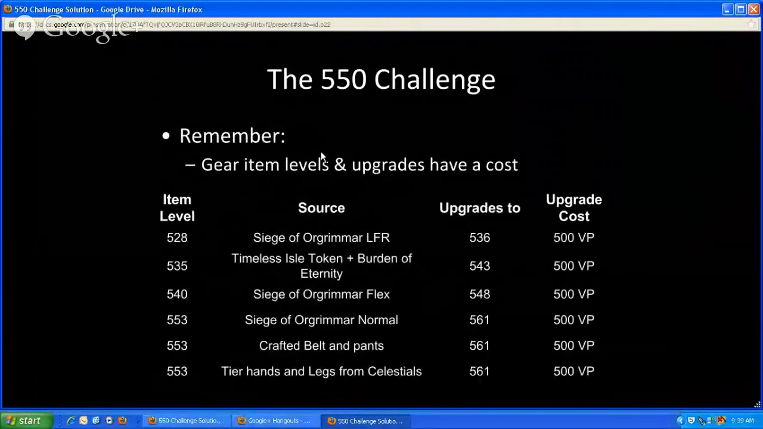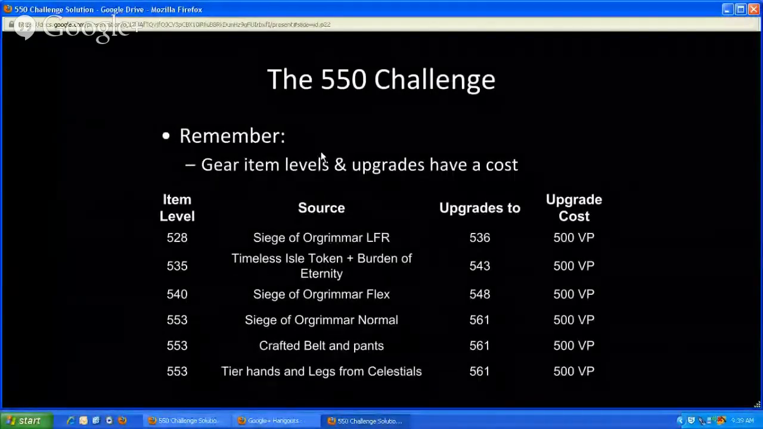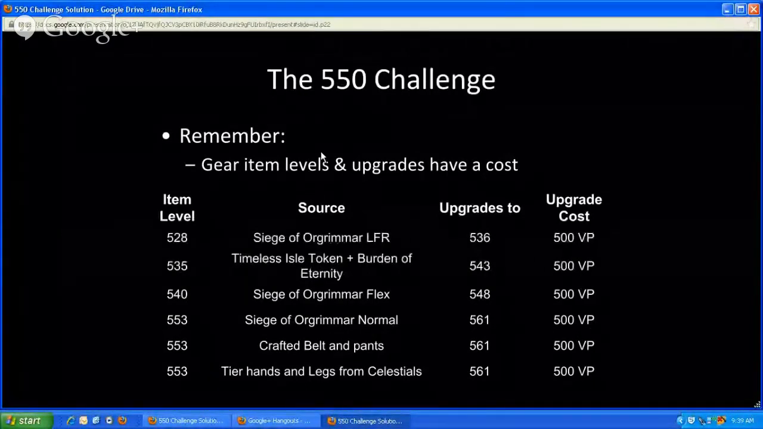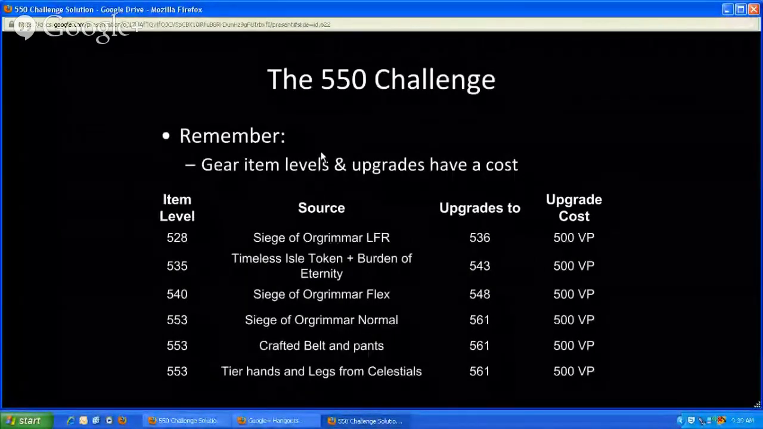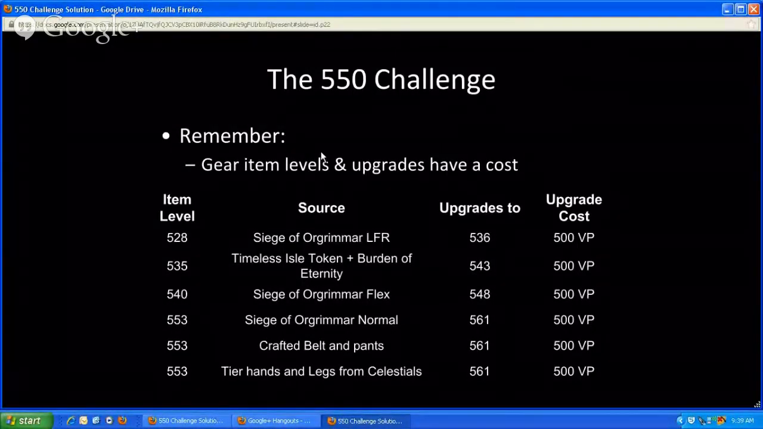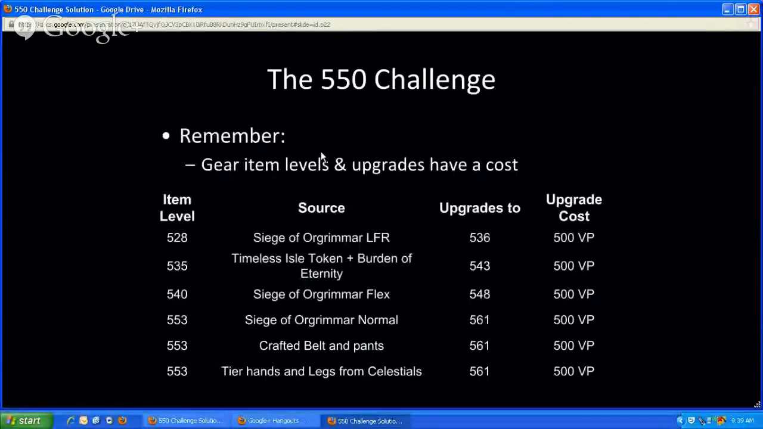And then what you have to do is look and say, okay, here are the different resources we have, and here are the different ways we can do this. So basically the gear that's available for you is 528 gear from Siege of Orgrimmar looking for raid. You have 535 pieces whenever you do the Timeless Isle tokens plus a Burden of Eternity. You get 540 pieces from the Siege of Orgrimmar Flex.